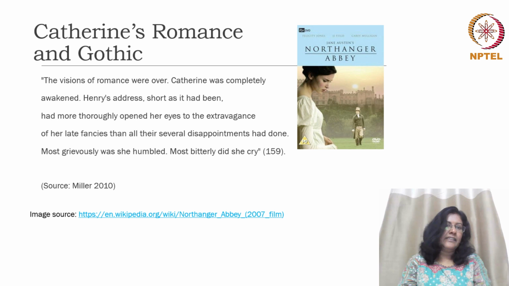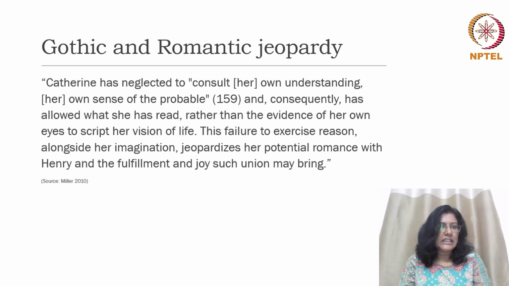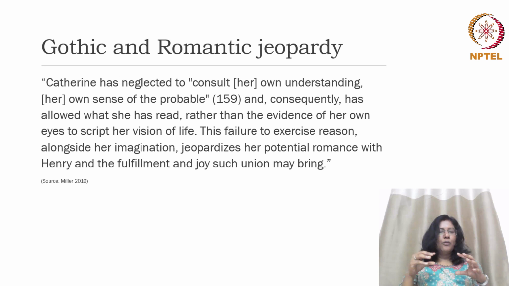So Catherine has neglected to consult her own understanding, her own sense of the probable, and consequently has allowed what she has read, rather than the evidence of her own eyes, to script her vision of life. This failure to exercise reason alongside her imagination jeopardizes her potential romance with Henry and the fulfillment and joy such a union may bring. So what is being criticized by Austen in this moment is Catherine Morland's inability to exercise reason alongside her imagination. So she had not been rational in judging her experiences at Northanger Abbey.